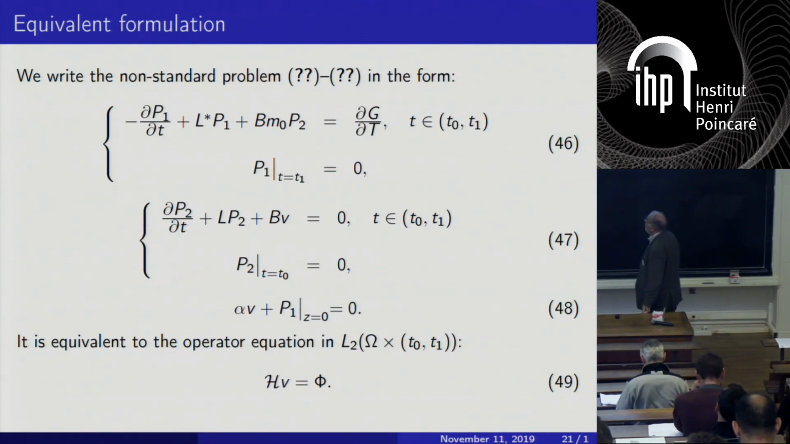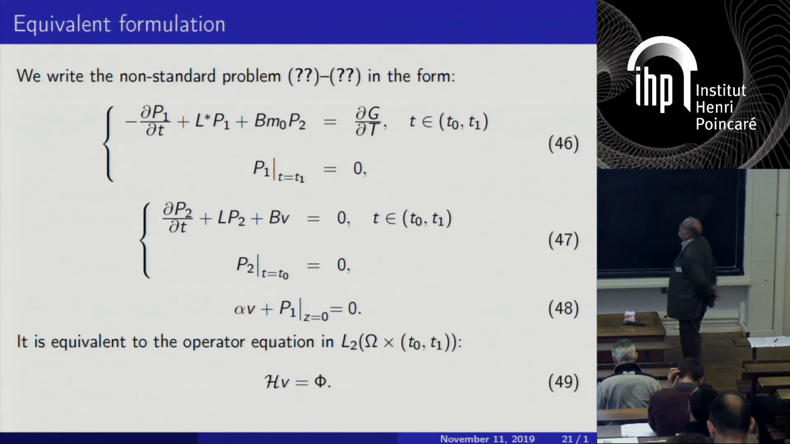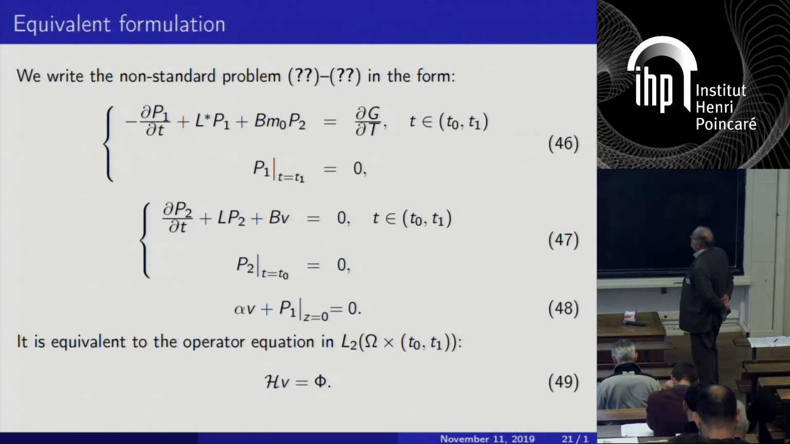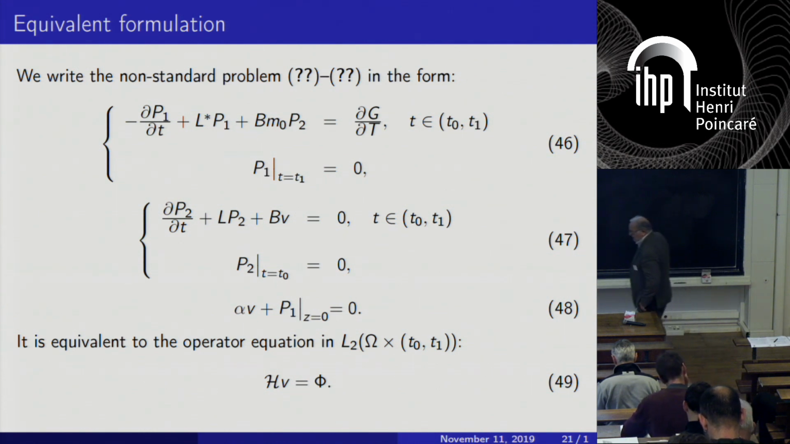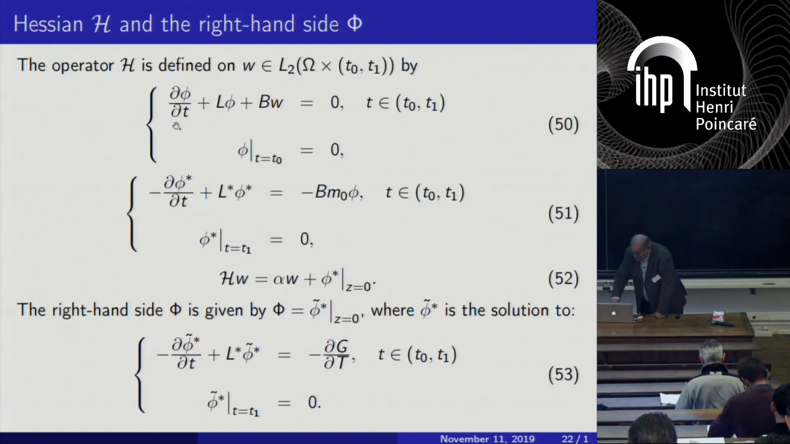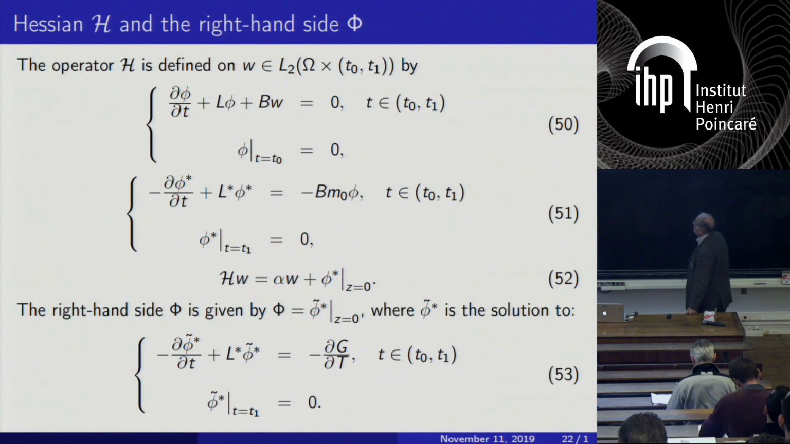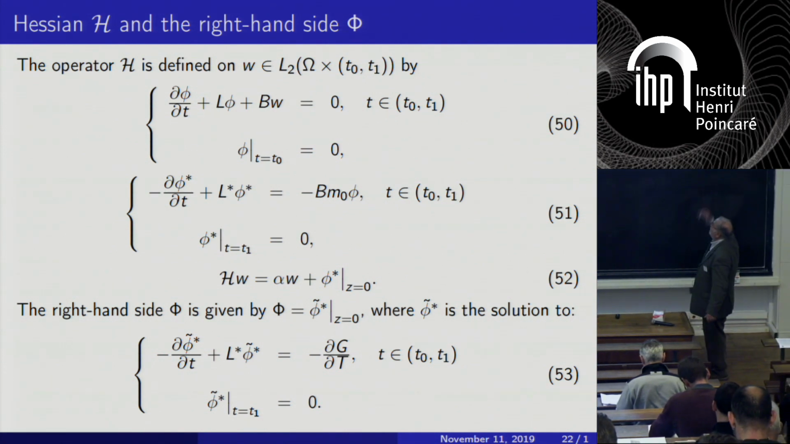Okay, so we can write the model under an equivalent formulation. I will not go into the details, and symbolically, it can be written HV is equal to phi. This is the operator, and I will not give everything.